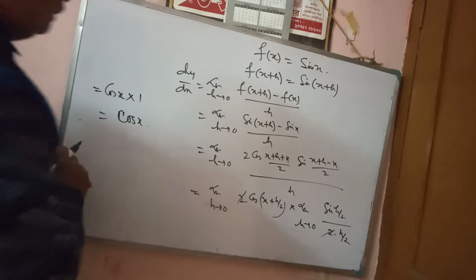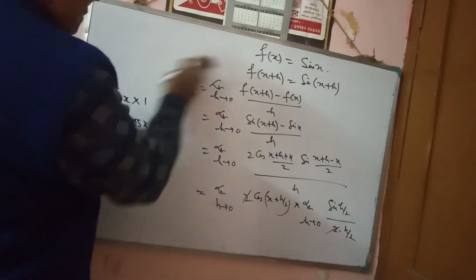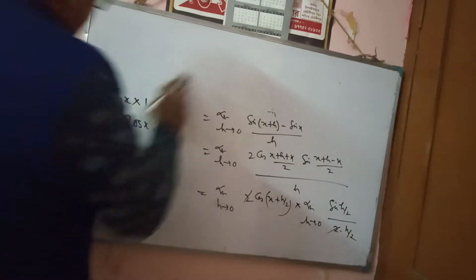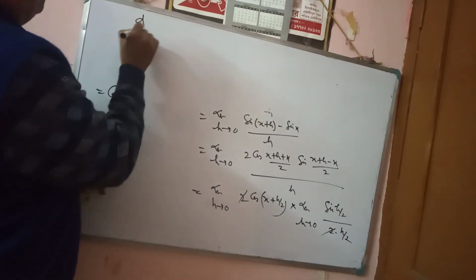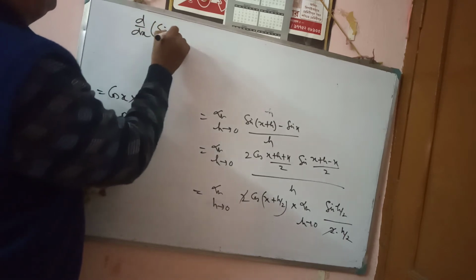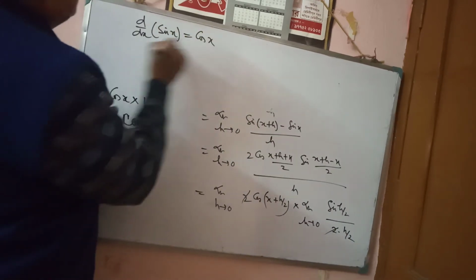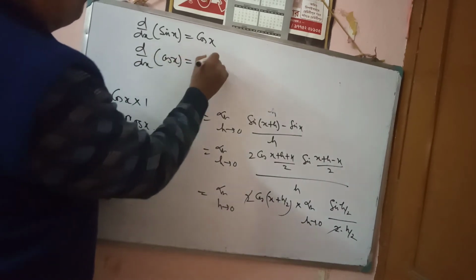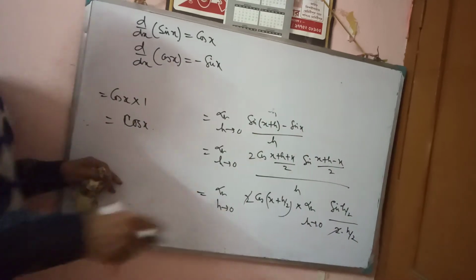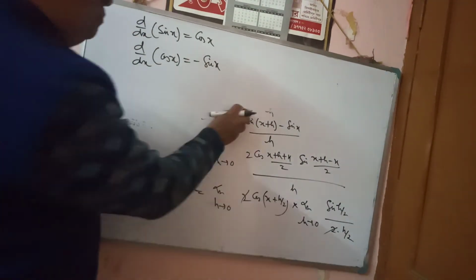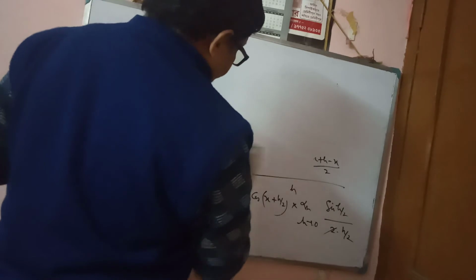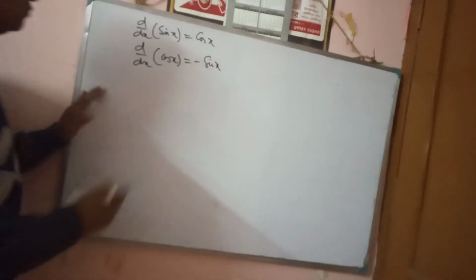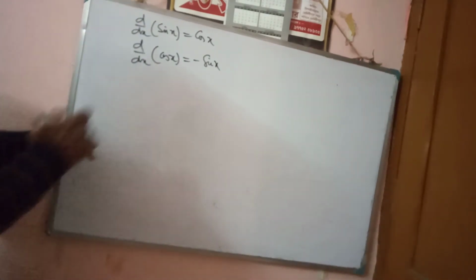So we are getting d/dx of sin x equal to cos x. Similarly, d/dx of cos x equals minus sin x. Same formula, obtained with the help of first principle. So d/dx cos x is minus sin x.